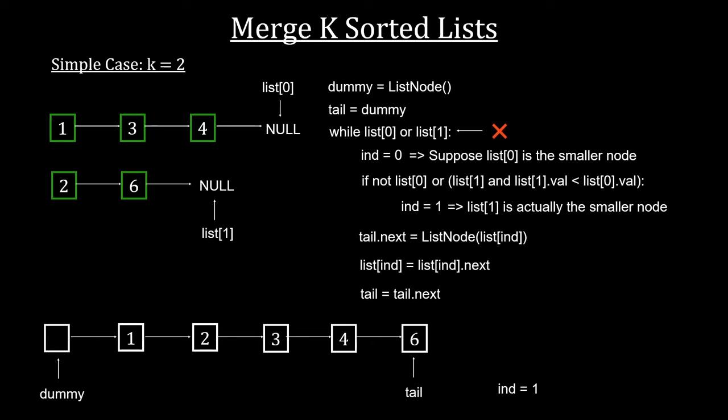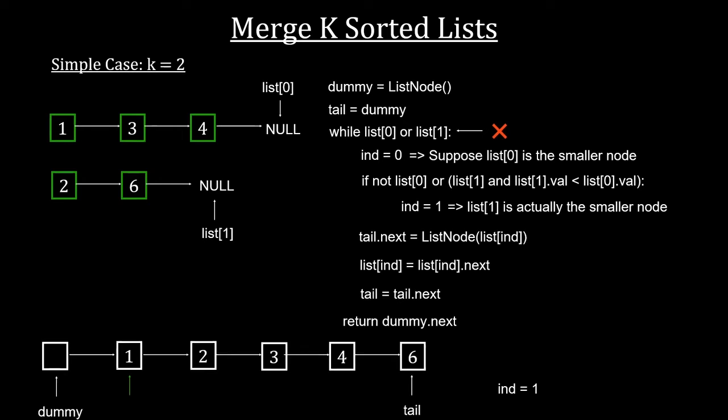Now, do we have the correct linked list? Yes, we do. Now the question is, what should we return? What is the head of this answer list? And the answer is dummy.next. We will return dummy.next when the while loop terminates. And this is how we solve the problem for k equals 2.